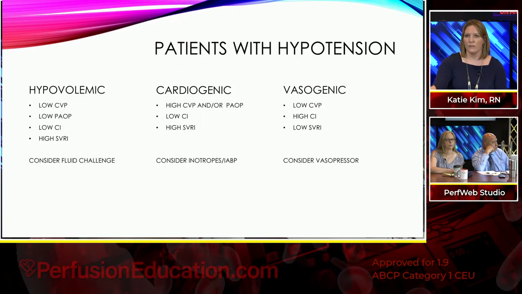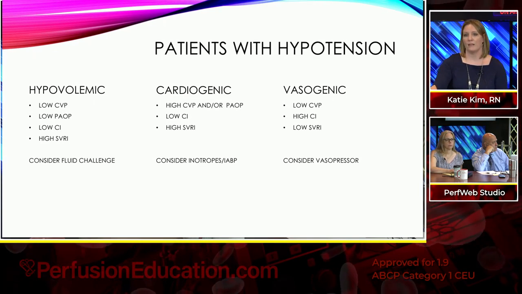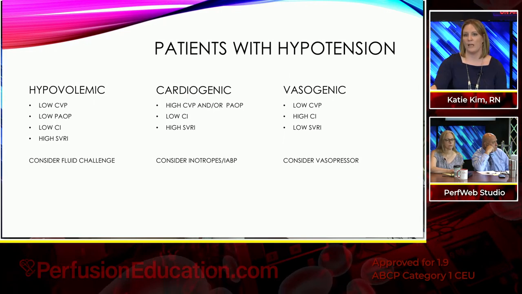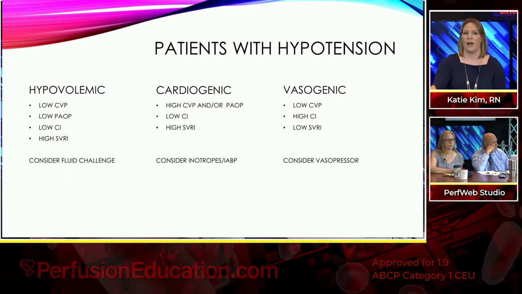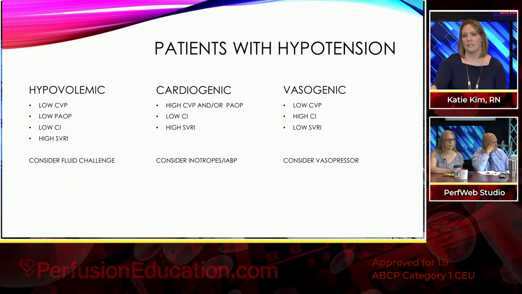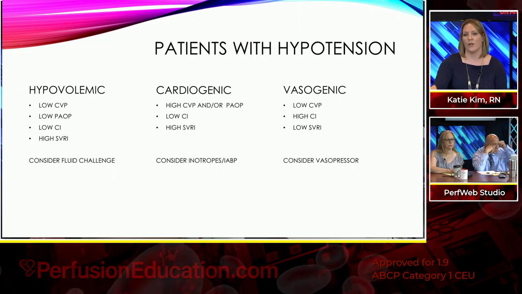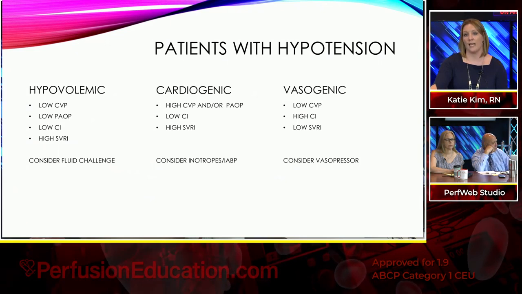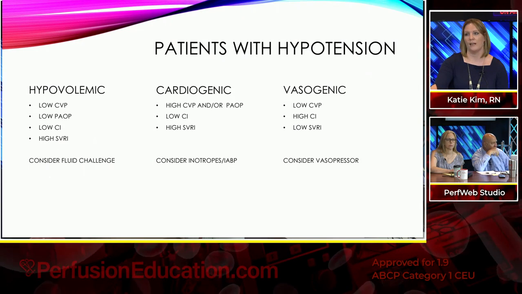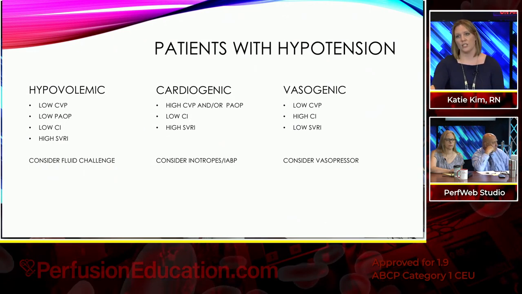So what do we do about patients with hypotension? If they're hypovolemic, some of the things you're going to see are a low CVP, a low wedge pressure, a low cardiac index, but then a high systemic vascular resistance index because the body's going to try and compensate. It's going to try and speed up the flow out of the tank that is actually not full. So you'll consider a fluid challenge for these patients.